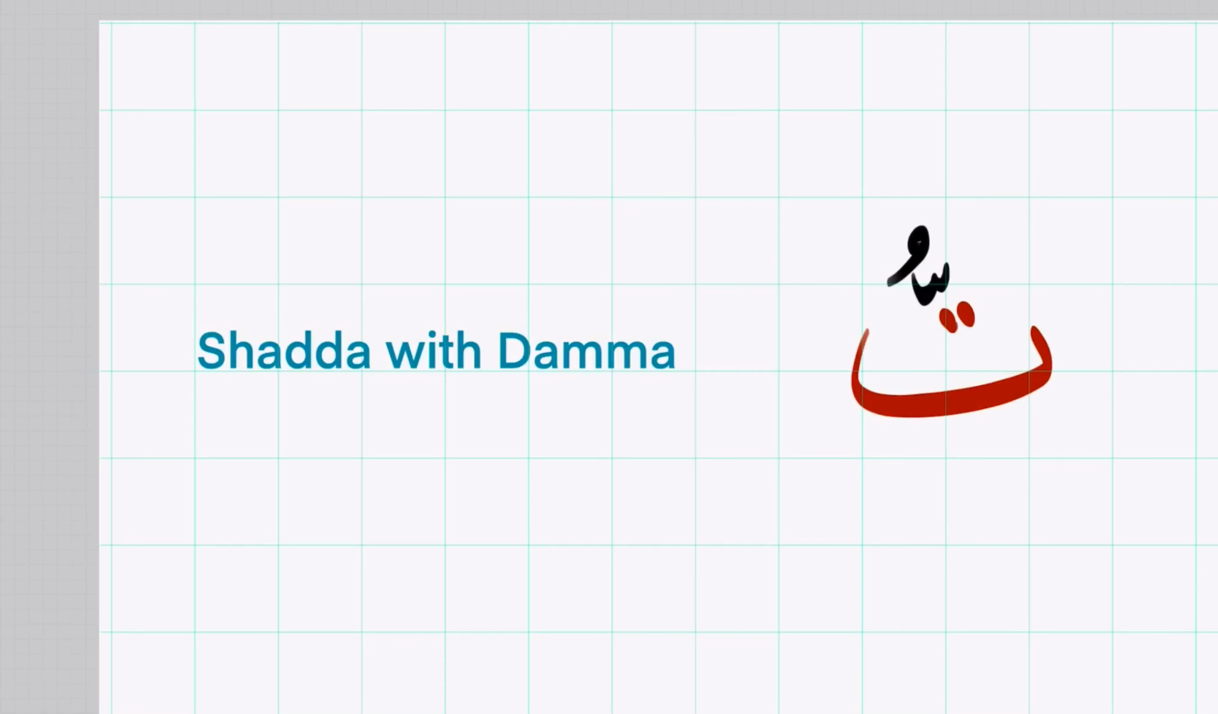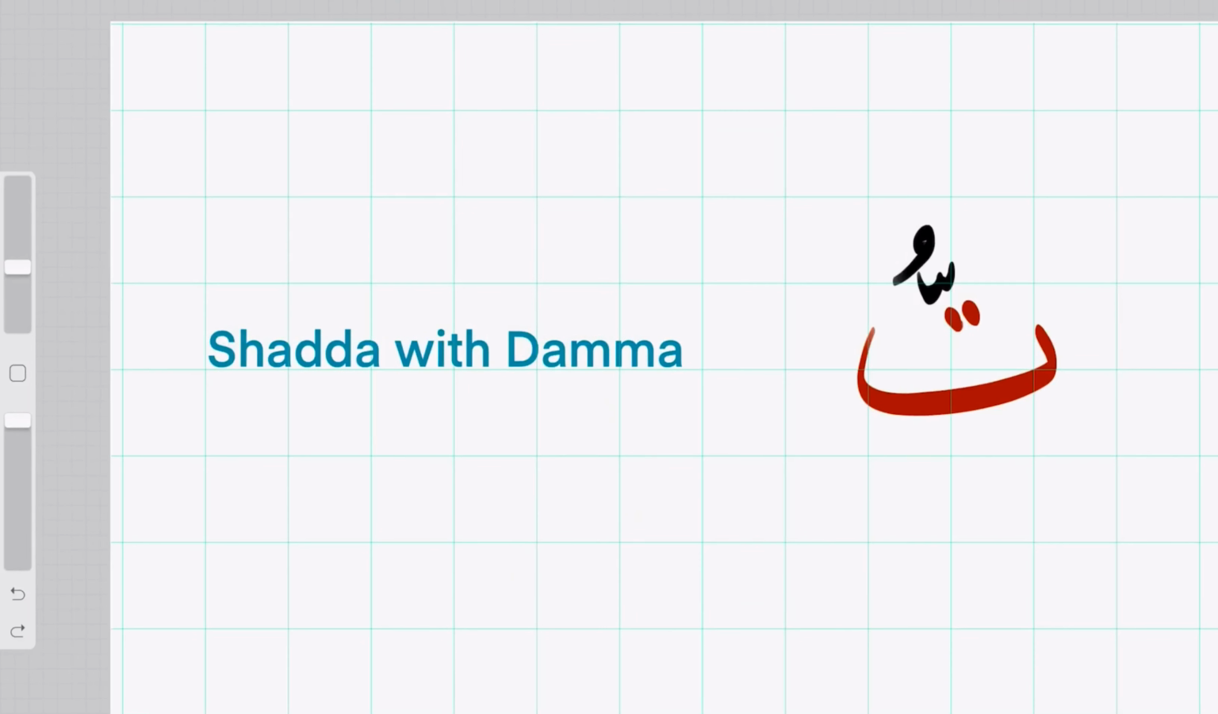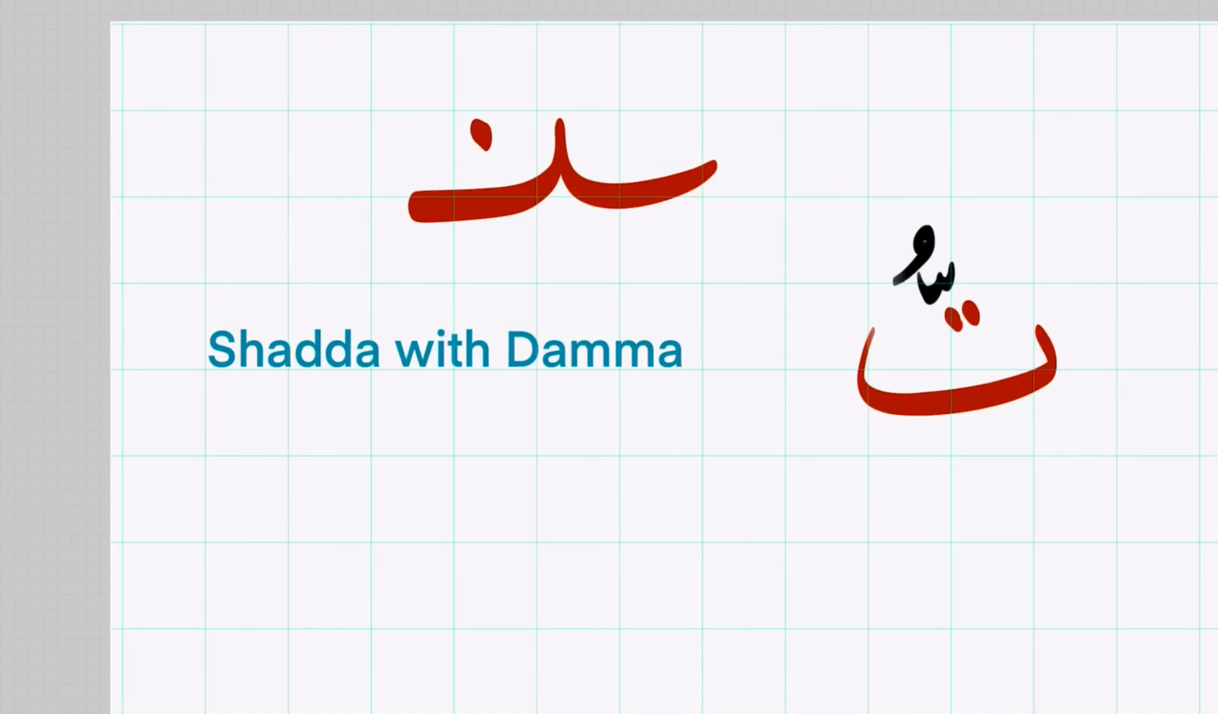Ittu. The letter is emphasized with the addition of the short vowel dhamma. Ittu. Let's practice. All right. What if the ta letter is in the middle of a word with the shadda with dhamma? Try again.